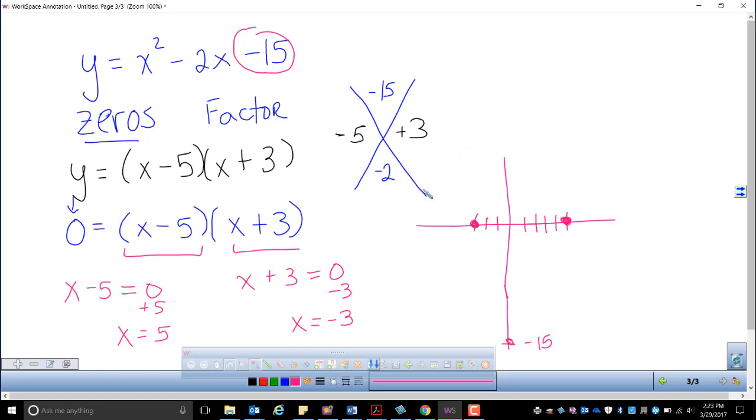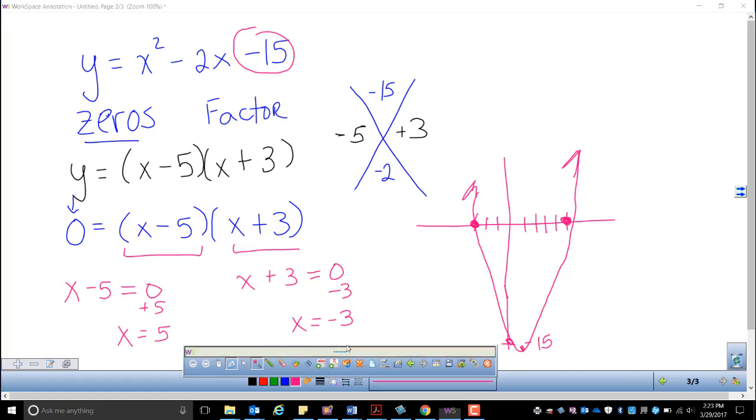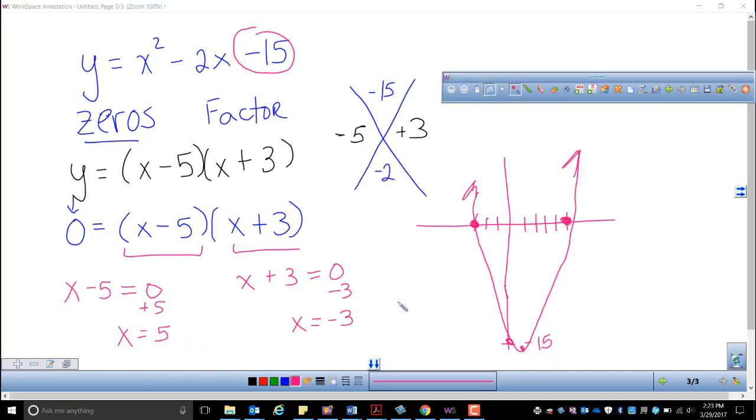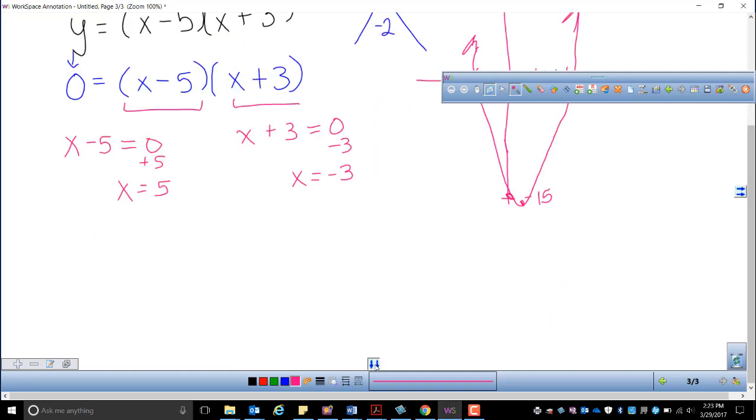So that means my parabola, well, if I do this real quick, I think my vertex is at 1. So my parabola probably looks something like this. And that's what it would be. So what you're going to do today is you're going to find the zeros. We might do a couple where you put everything together, but mostly you're going to find the zeros.